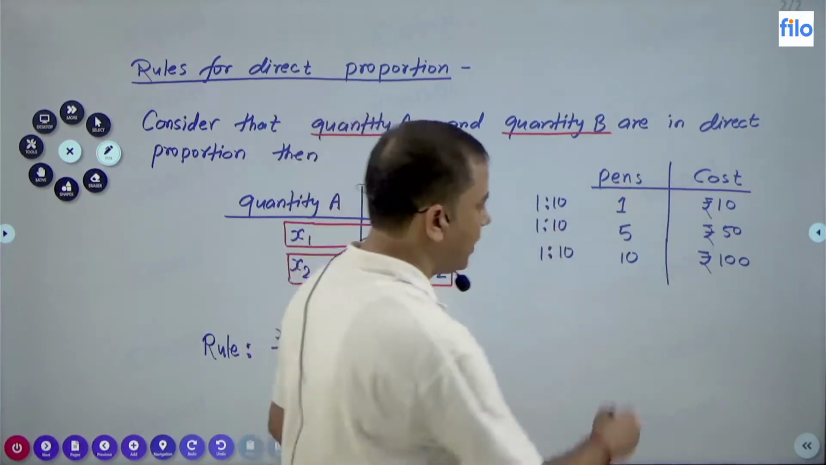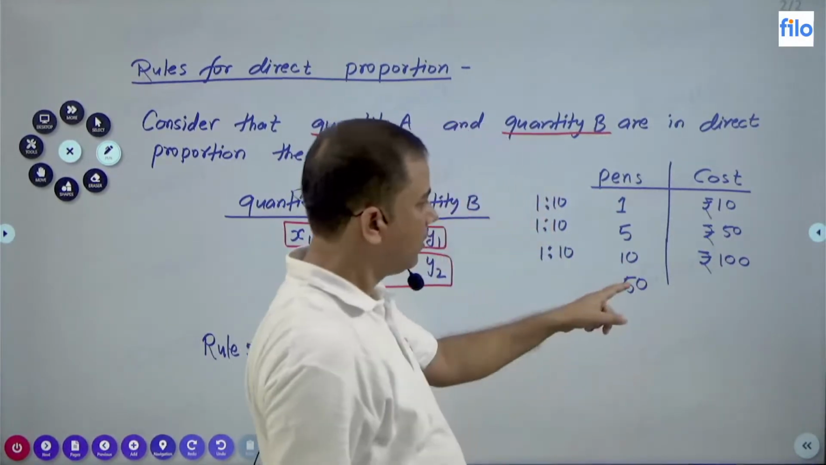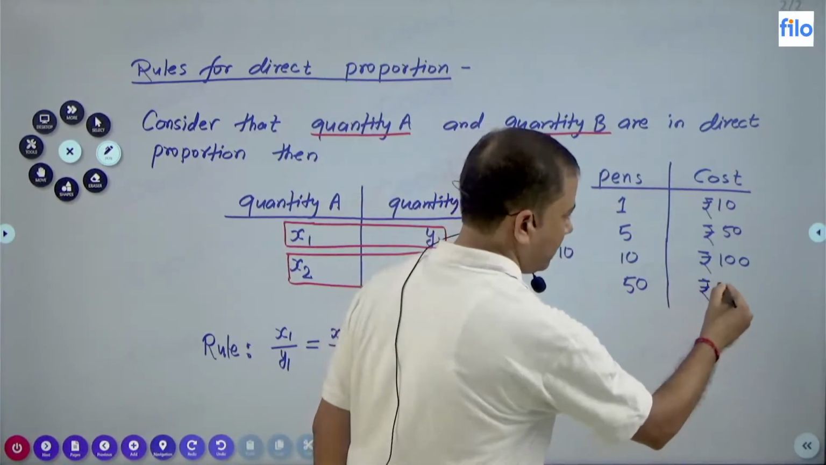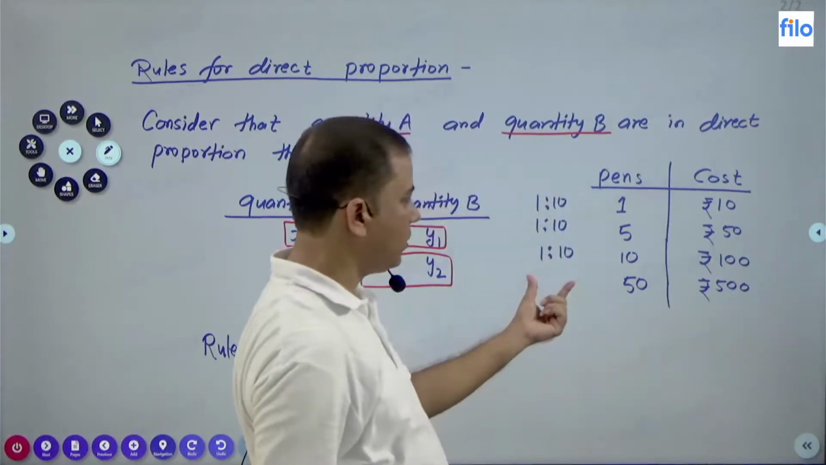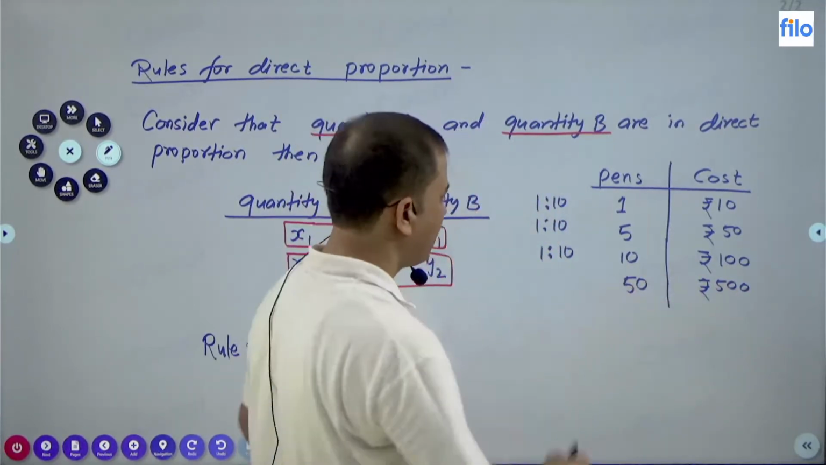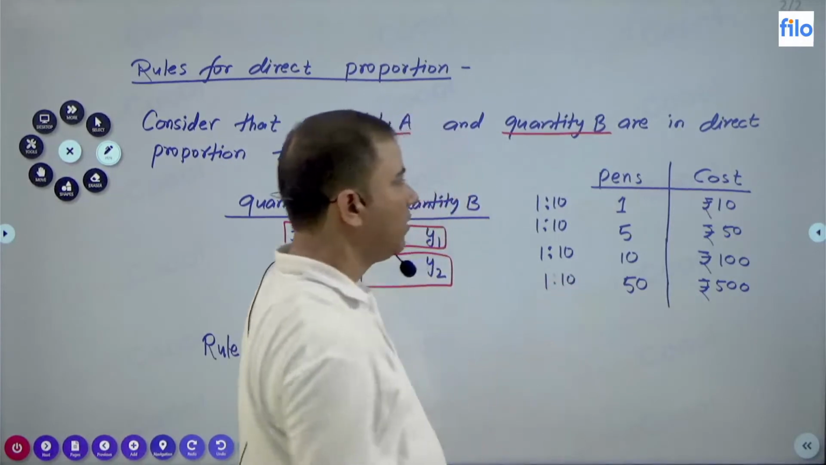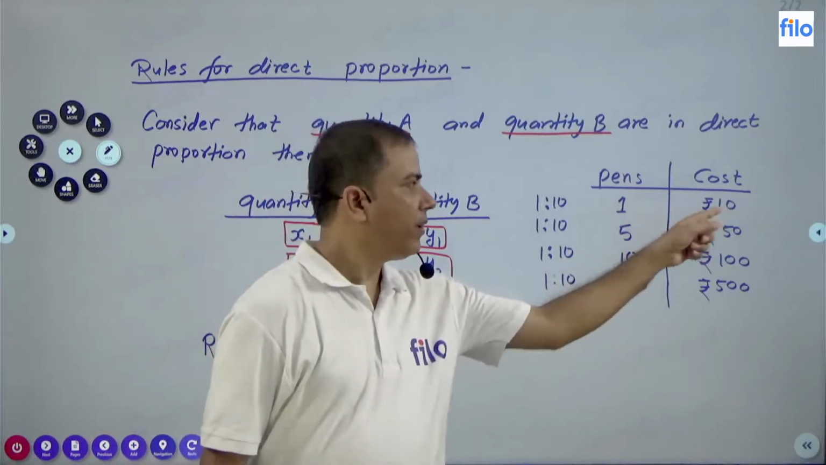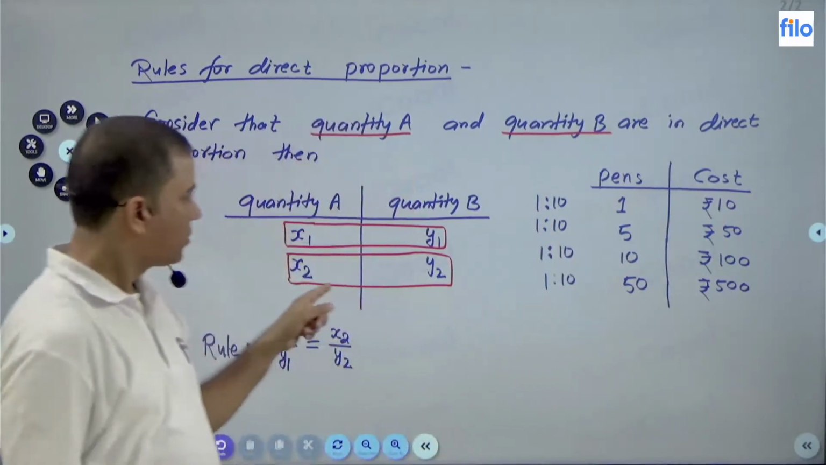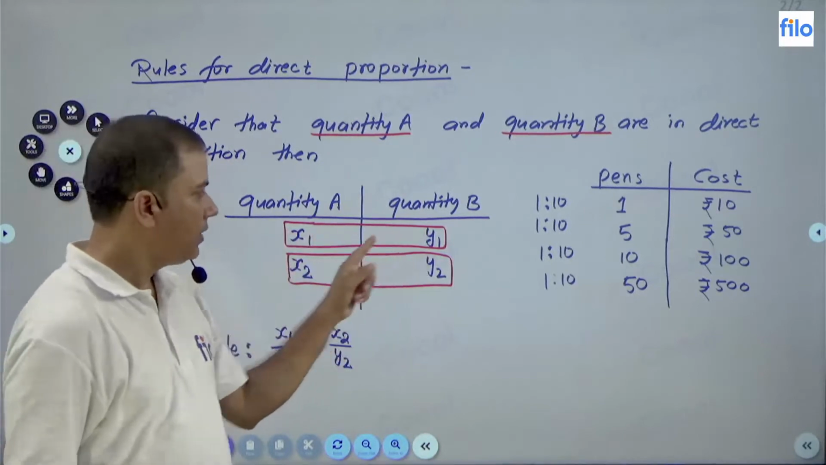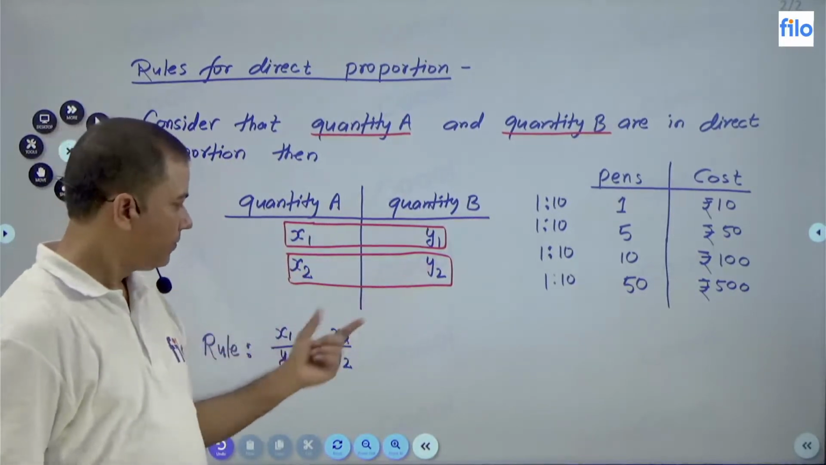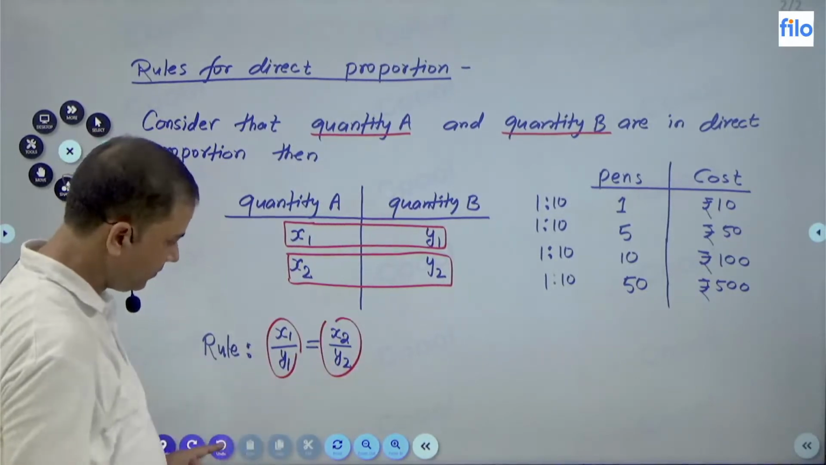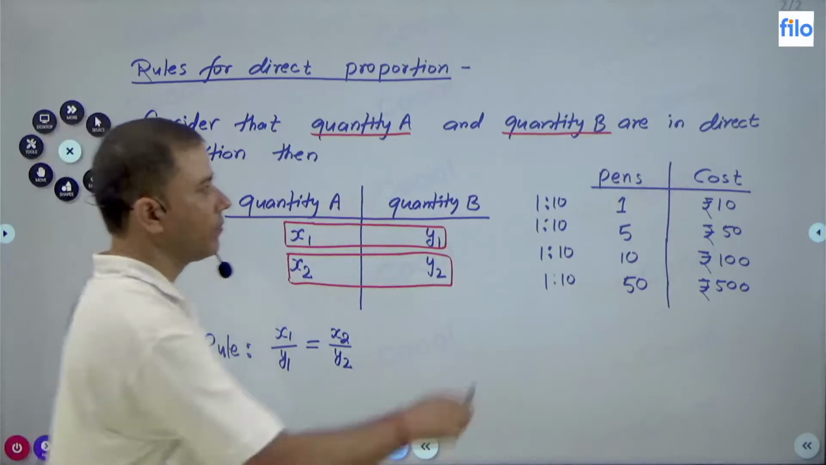Think of 50 pens. 50 pens, what is the cost? 500. What is the ratio? 50 and 500? 1 is to 10. This is what I am trying to say. Always the ratio between the two quantities is the same. So here also the ratio between x1 y1 and the ratio of x2 y2 will be the same. This ratio will be equal. This is an example here.